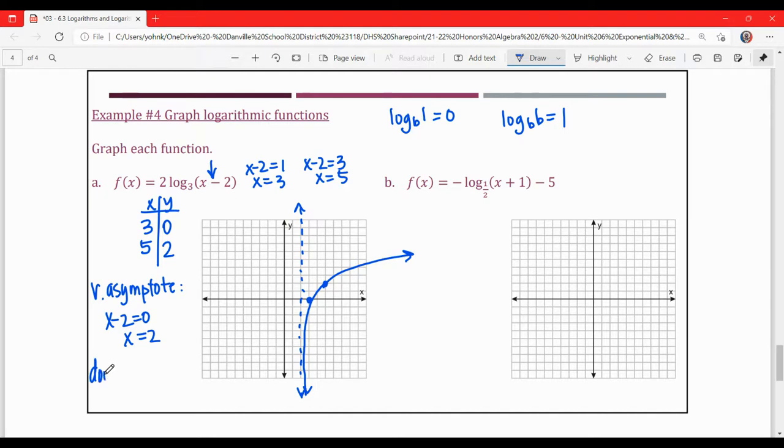It doesn't say domain and range, but we should probably practice finding that. My domain is restricted to 2 and above, so from 2 to infinity. My range is anything, so negative infinity to positive infinity.